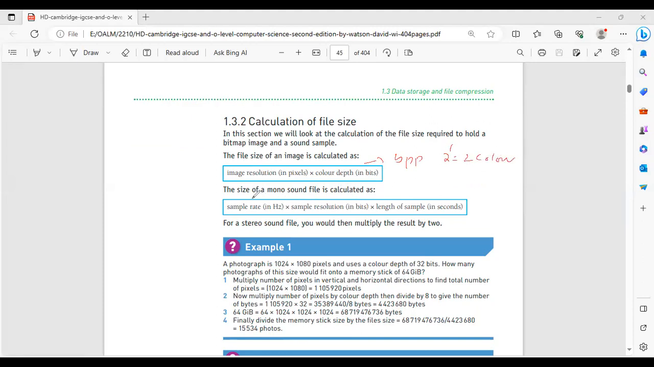Remember, the size of a mono sound file is calculated as we discussed in the last class: sample rate in hertz multiplied by sample resolution in bits and multiplied by length of sample in seconds. So these two formulas will be used in the upcoming exercise. For a stereo sound file, you would then multiply the result by 2, which means there are two channels to calculate. First we need to see an example.